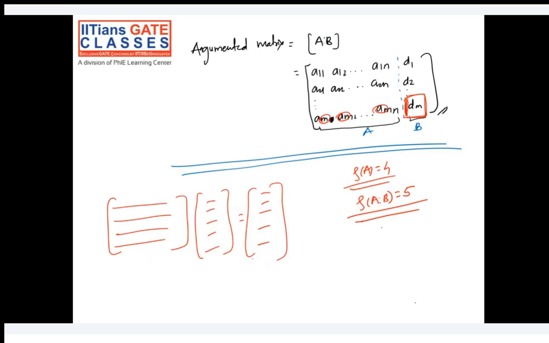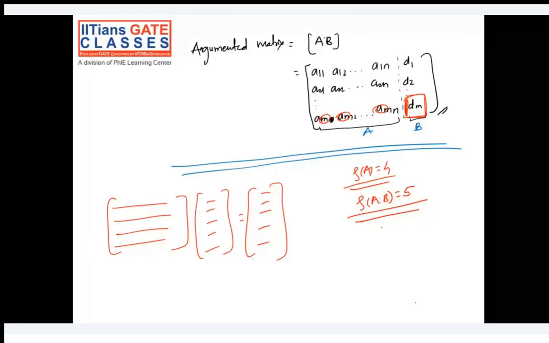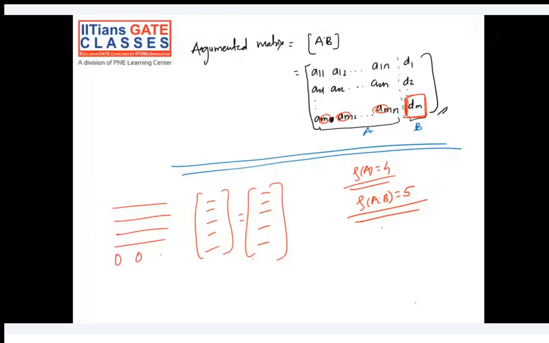Let me just explain in a better way. So though all the elements of this row are 0, okay, see, 1 2 3 4 5 elements of this row are 0. These are just variables, but still you are getting a non-zero term here. Are you following?